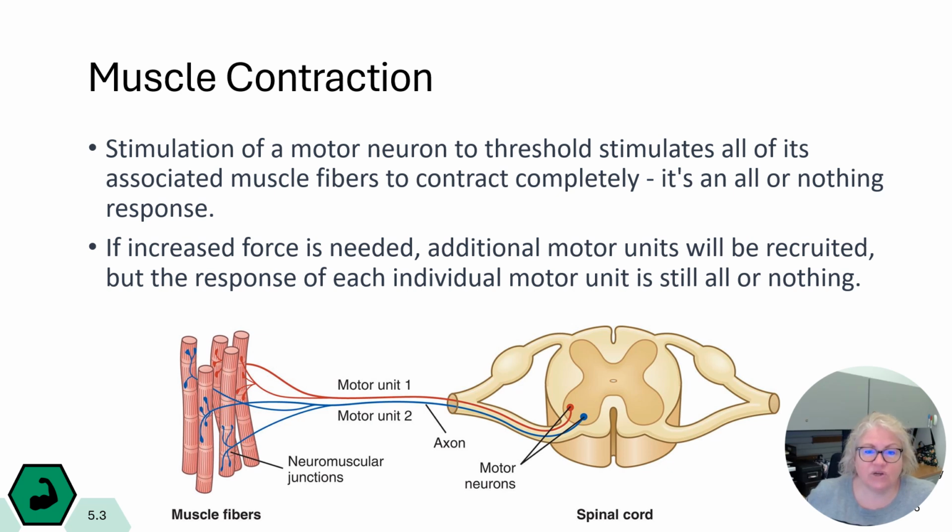Stimulation of a motor neuron to threshold stimulates all of its associated muscle fibers to contract completely. It's an all or nothing response. If you send an electrical signal, a depolarization down motor unit 1, both of these fibers will contract fully. If increased force is needed, additional motor units will be recruited, but the response of each individual motor unit is still all or nothing. So let's say you stimulated motor unit number 1 with the action potential and you contracted, and it was not enough. You can then activate motor unit 2, stimulate its muscle fibers, all or nothing, and increase your response. That's called recruitment. So we're recruiting them.